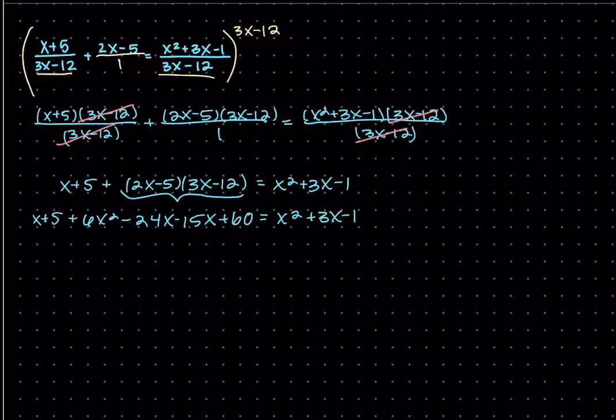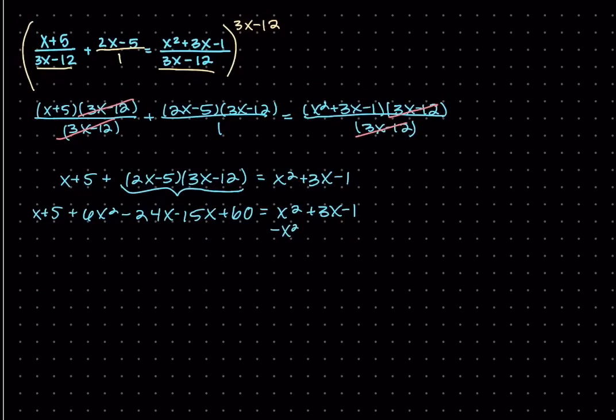So now we want to move everything over to one side so we can add it all up, combine like terms, and then factor. So I'm going to subtract the x squared from both sides, and then subtract the 3x from both sides, and then add the 1.